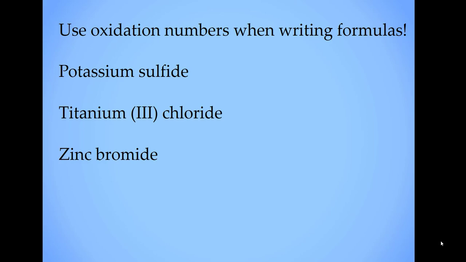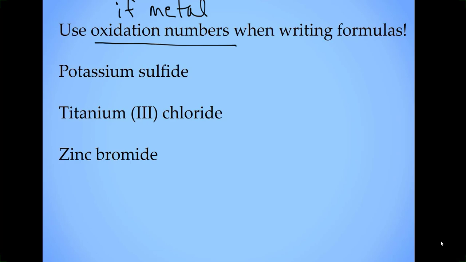All right, let's go and do the opposite. So let's take the name and then write the formula. So it's very important when you are writing formulas to use oxidation numbers. And this is for if there's metals. If you have a metal, and it will be the very first word of the compound, you need to use oxidation numbers. So let's take our first one.